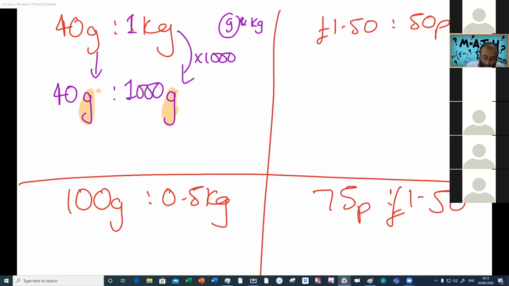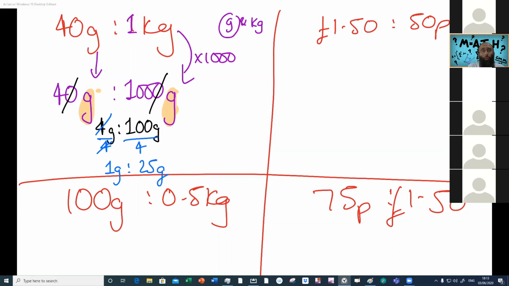So 40 to 1,000. Let's do cancelling the nice, easy way. Divide this by 10, divide this by 10. By the way, cancel fractions down. So we're left with 4 grams and 100 grams. Now you might be thinking, what number divides into 4 and divides into 100? The number is 4. So 4 divided by 4 is 1, and 100 divided by 4 is 25. And there you go, the question's done. So 40 grams to 1 kilogram cancels down to 1 to 25.